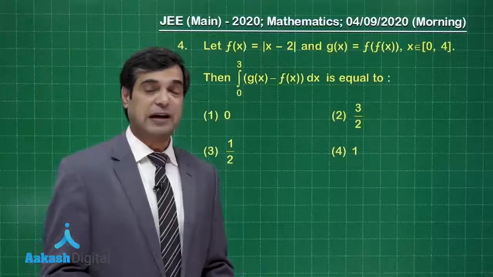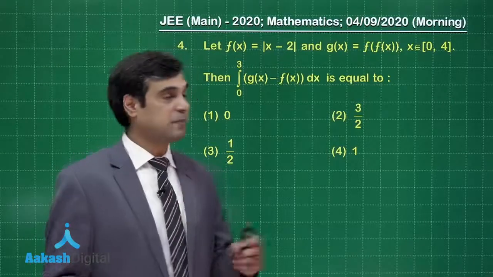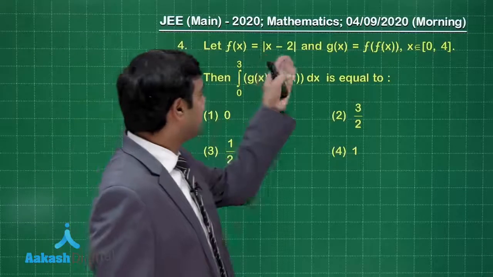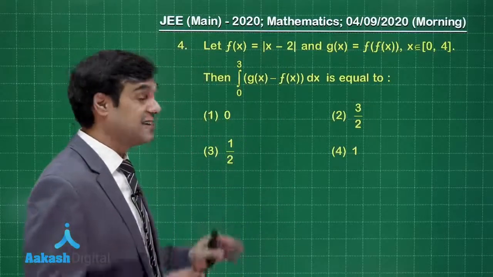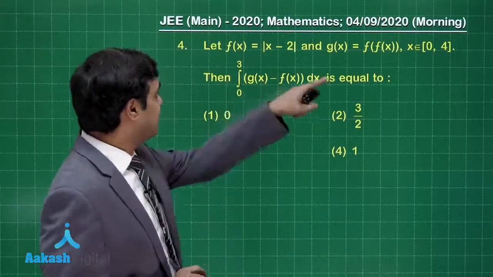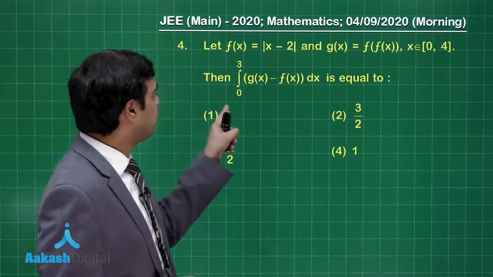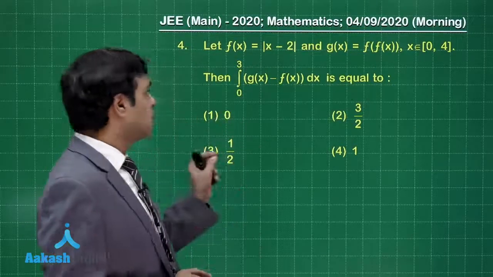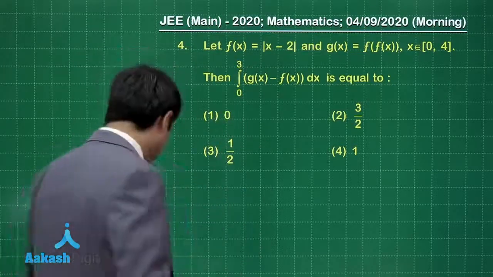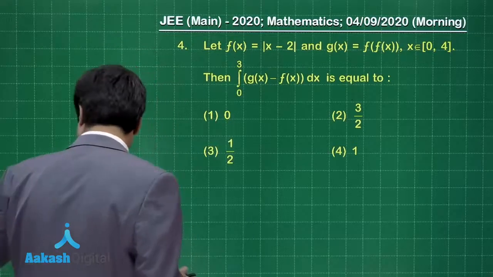So moving forward, let's take up question number 4 of this paper. Let f(x) is mod of x minus 2 and g(x) is f of f(x). x is in the interval 0 to 4. We have to find the integral 0 to 3 of g(x) minus f(x). Let's understand what the question is talking about.